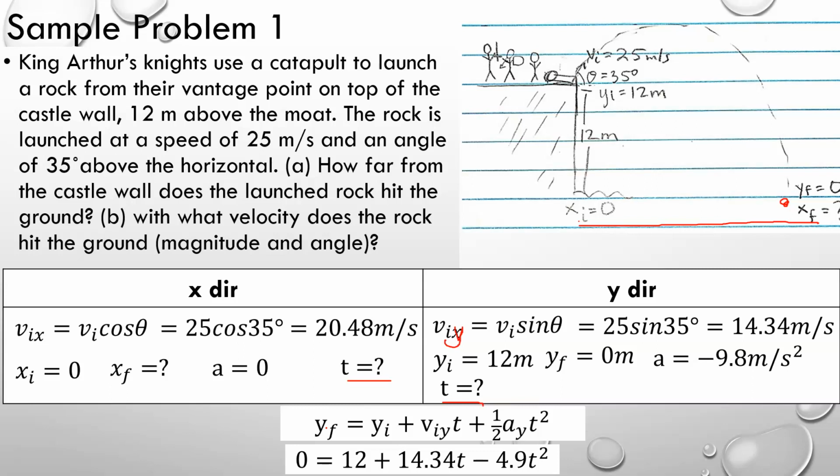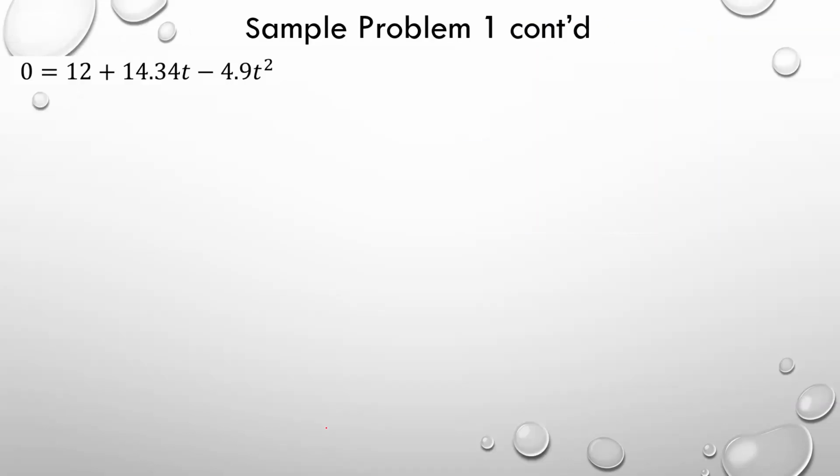And I'll need to go on to the next slide. So we've got our final height of 0, our initial height of 12, our initial speed in the y direction as 14.34. One half of the acceleration is negative 4.9, and that's t squared. So then we can go ahead and use the quadratic formula to solve this for t. You should get negative 0.679 and 3.606. And we want to use this positive time here. So this time here is how long that rock was in the air for.